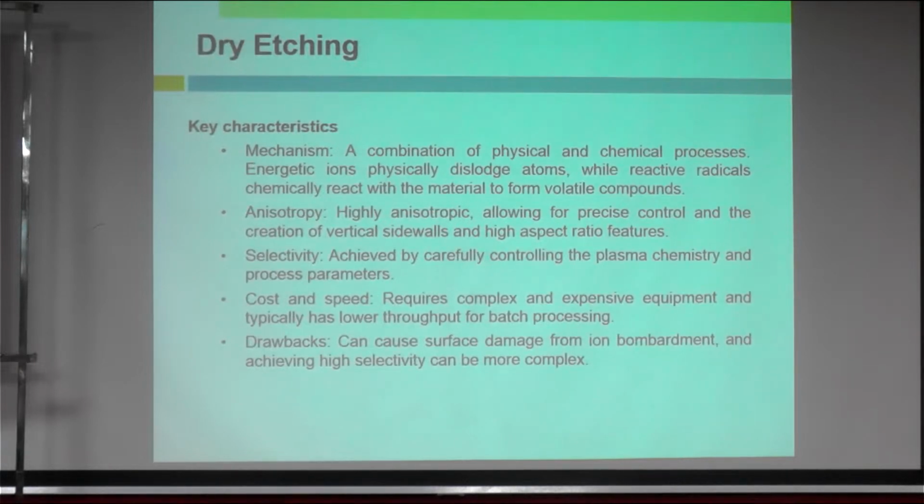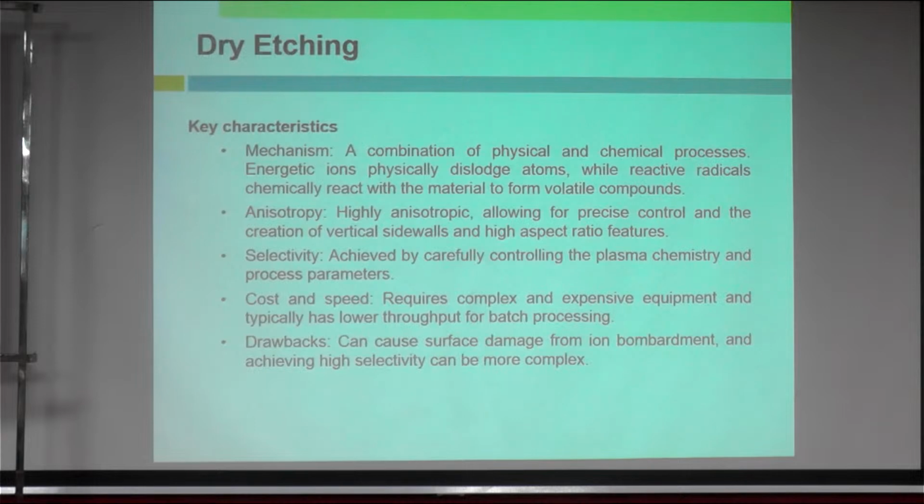So, in dry etching, what is dry etching? In terms of mechanism, it is a combination of physical and chemical processes. So energetic ions physically dislodge atoms, while reactive radicals chemically react with the material to form volatile compounds. It is highly anisotropic, allowing precise control and the creation of vertical sidewalls and high aspect ratio features.